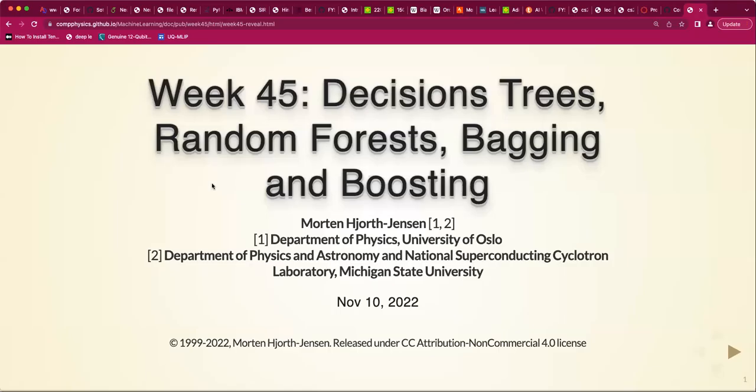Welcome back, everybody. The topic today and also next week is to try to finalize first the part which deals with decision trees. And then we are going to look at what's normally called support vector machines.